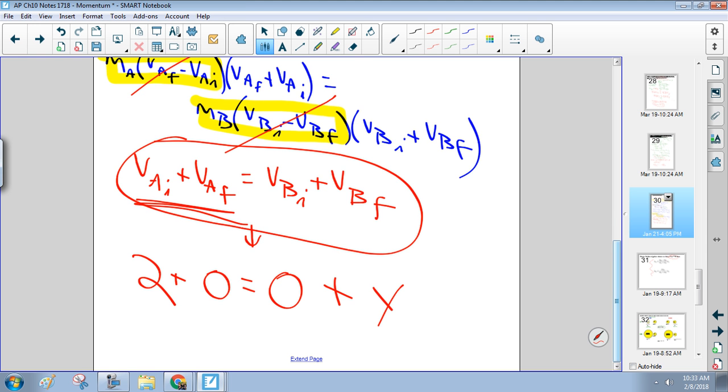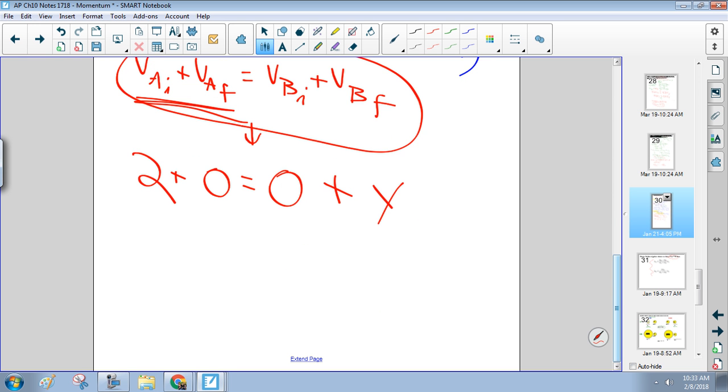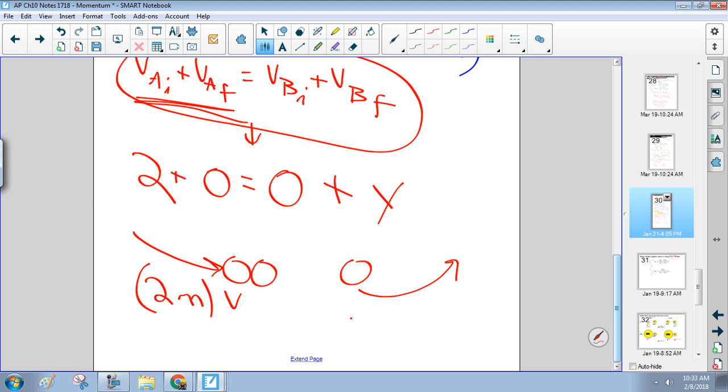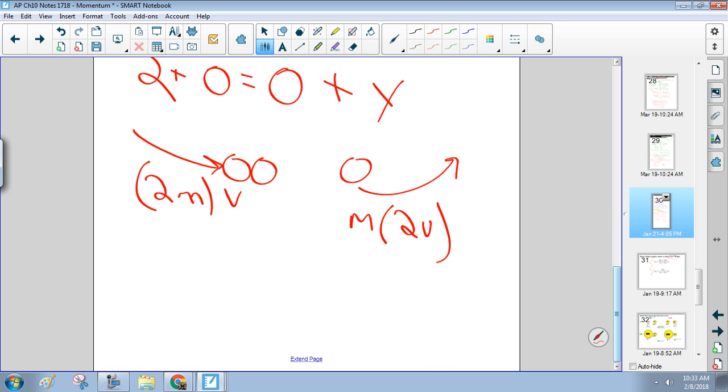All right, so let's suppose that that happened. Let's suppose that we had the marble coming in. You've got a mass of 2m moving at a velocity of v, right? So that's 2 marbles coming in, right? And then suppose we had 1 marble coming out with a momentum or a velocity of 2v. Do you guys agree that that would be conservation of momentum?